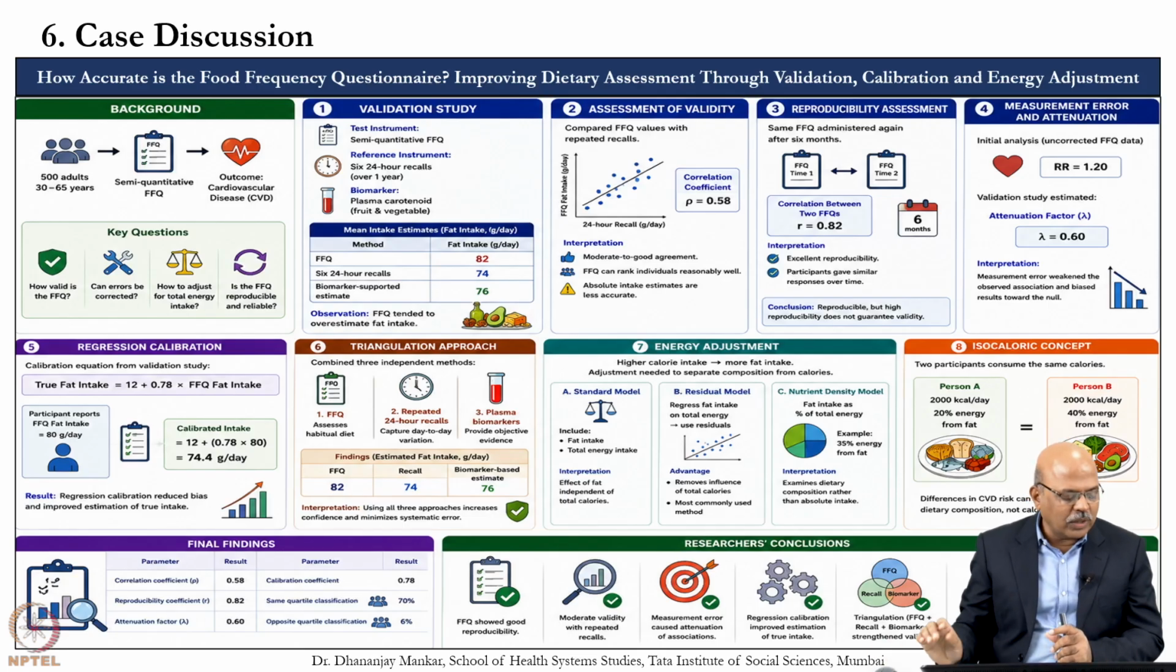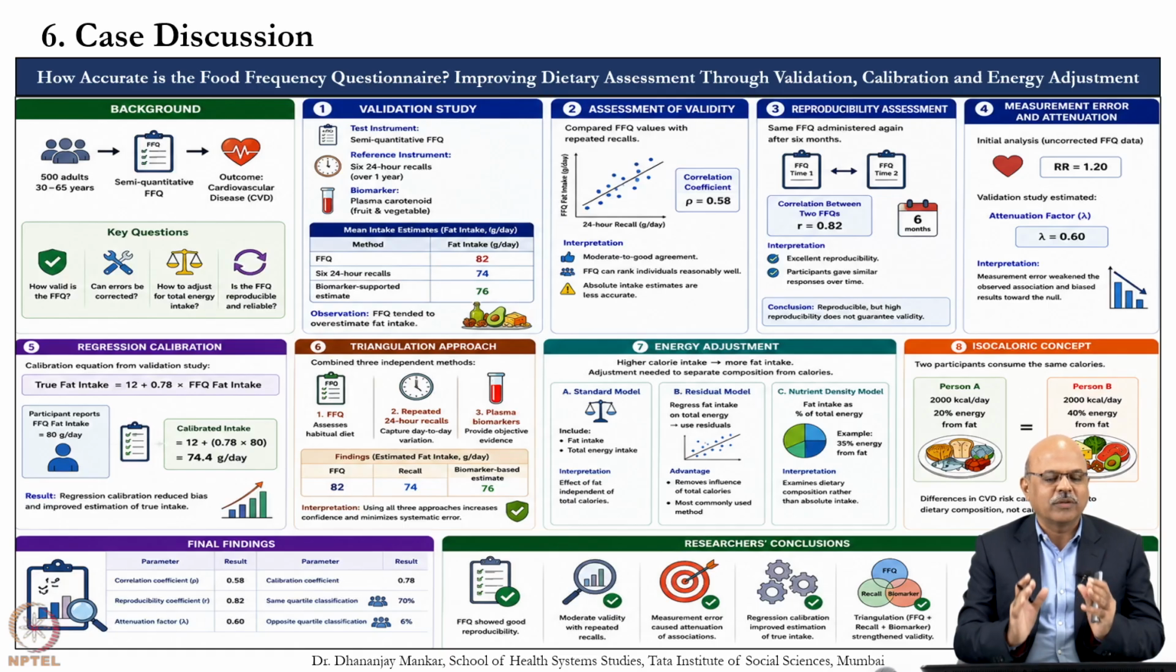And what are the key questions that were asked? How valid is the FFQ? Can the errors be corrected? How to adjust the total energy intake? And is the FFQ reproducible? So, there is a question on reliability over here.